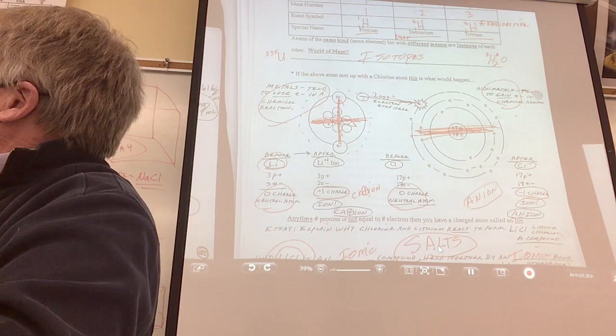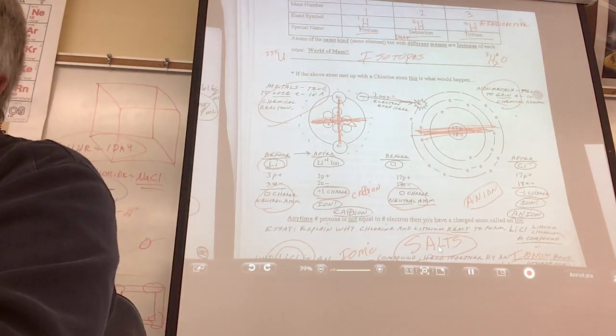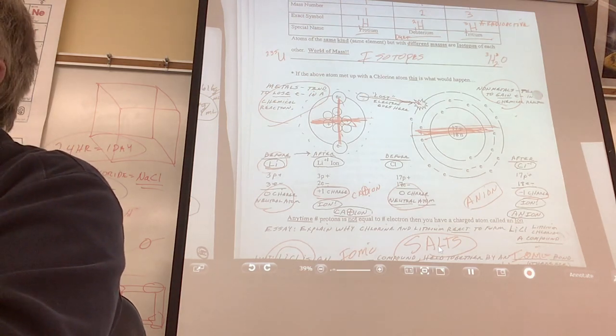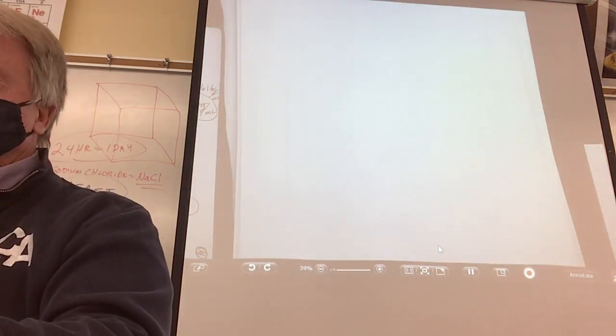So if I said, what about potassium fluoride? That's a metal and nonmetal. That's a salt. And we'll learn more about that when we start naming compounds later. We'll have to know what salts are. What do you think? All right, let's turn the page.